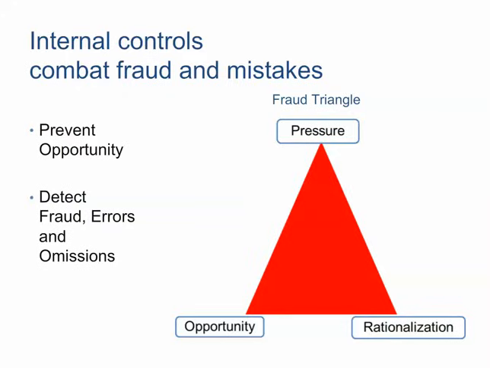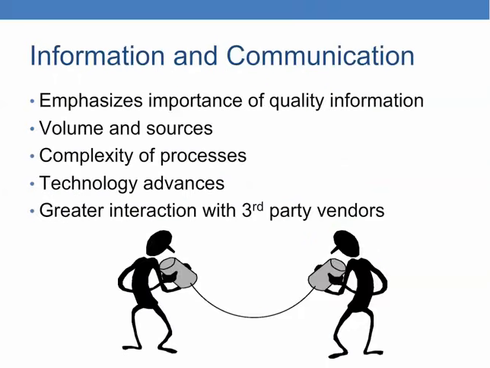When these 3 elements are present, it can be hard for even the most honest person not to take advantage of the situation. If opportunity can be reduced or eliminated with a good internal control system, this will reduce the risk of fraud.